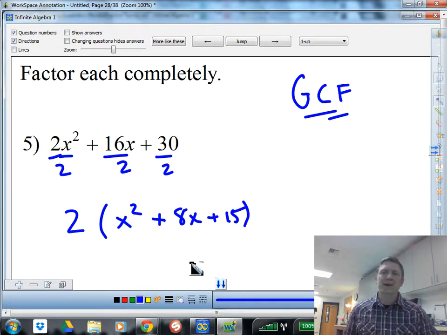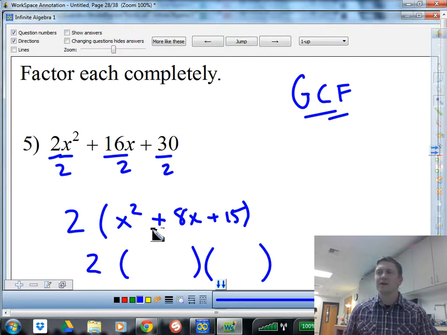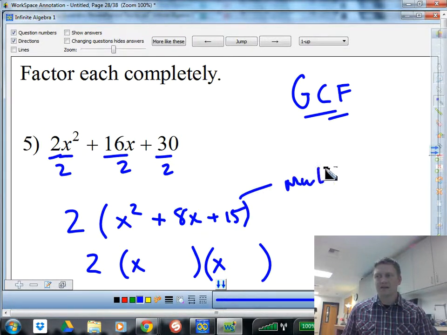Like that. Okay, then you're going to factor this further. That's not our final answer. Your final answer will look like this with a binomial times a binomial. You know that's the case because this is a quadratic trinomial. Okay, so we're going to write x here and we're going to write x here since it's x times x. Then we're going to go plus 2 numbers that multiply together to give you 15, but also add together to give you 8.